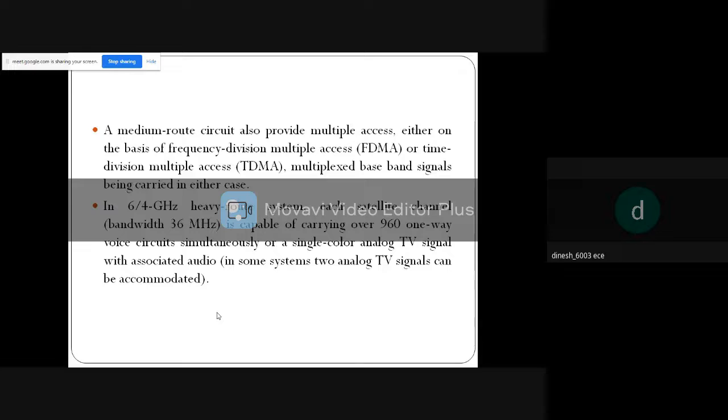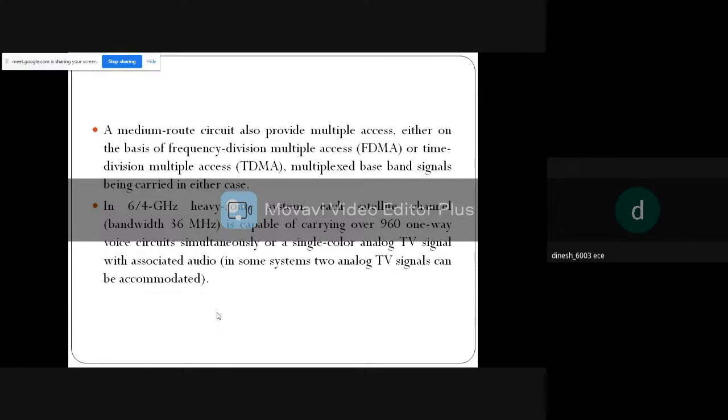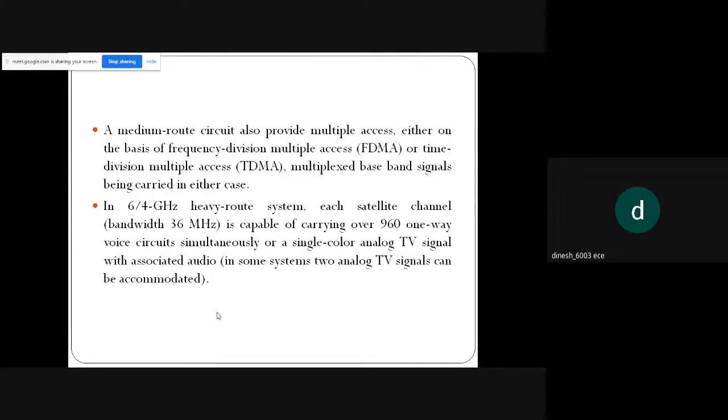Then a medium route circuit, which uses either FDM, TDM, as multiple access schemes. Frequency division multiple access, or time division multiple access, or code division multiple access, or demand assigned multiple access schemes are used depending upon the users, or depending upon the standard or service being required.